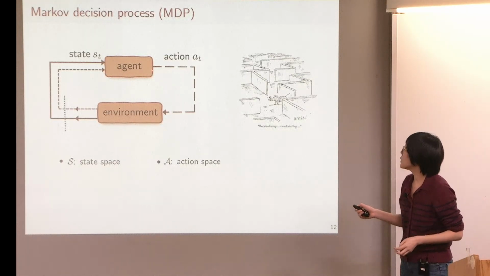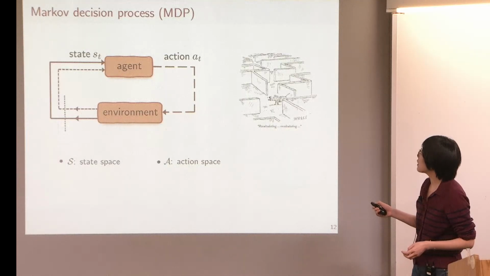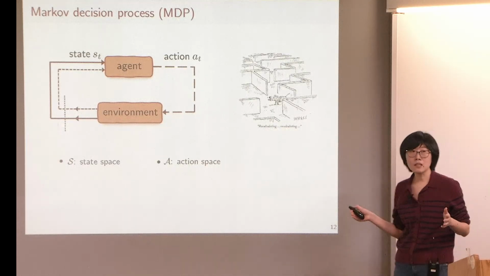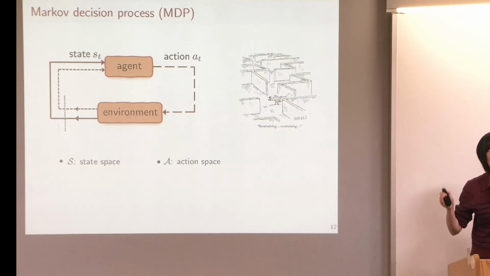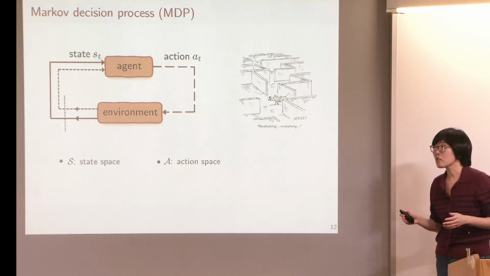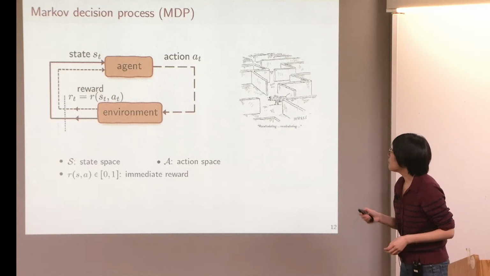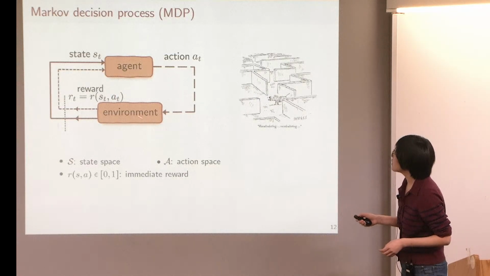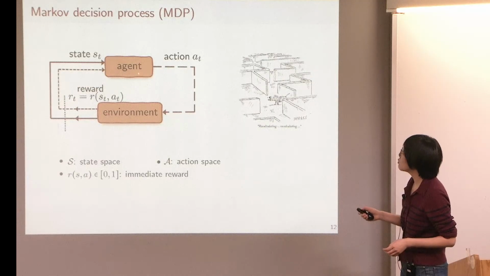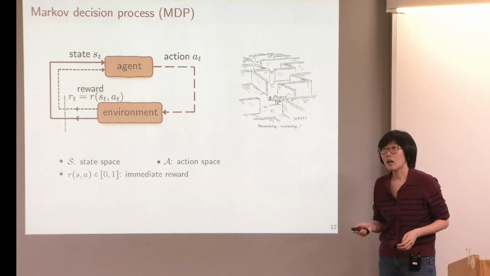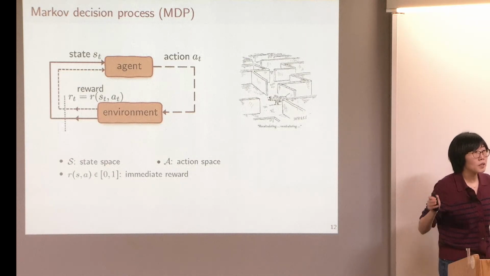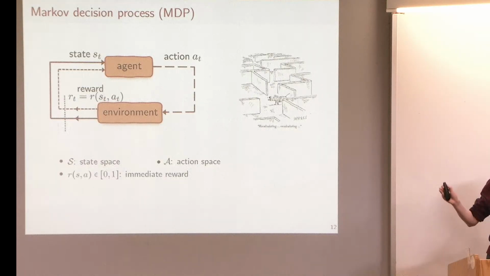The agents will be interacting with the environment by making actions from the action space. Again, in this talk, we'll be assuming the action space is a finite set, but potentially very large. And upon seeing an action from the agent, the environment will push a reward to the agent, which is a function of the current state and the current action. Without loss of generality, we'll be assuming the rewards are normalized to between 0 and 1.